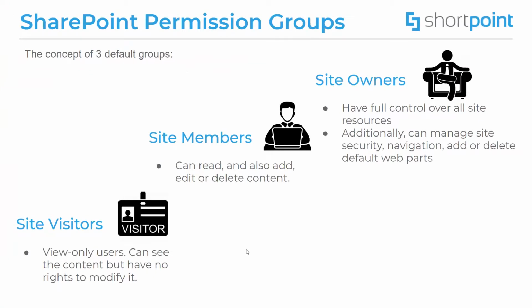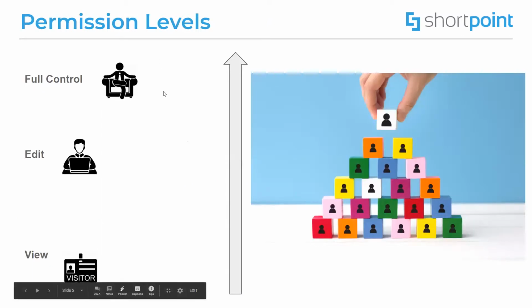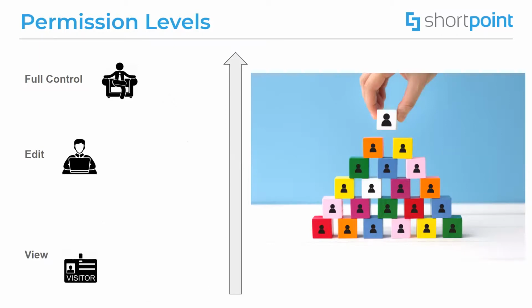We have learned about the 3 user groups and the view, edit, and full control levels. So view, edit, and full control are the levels. These groups, visitors, members, and owners, are groups, and each of them has view, edit, and full control levels. On this slide, as you can see, I show that they go from less advanced to most advanced, from view to full control, but nevertheless in SharePoint in total, there are 6 permission levels. So let us look at the full picture.